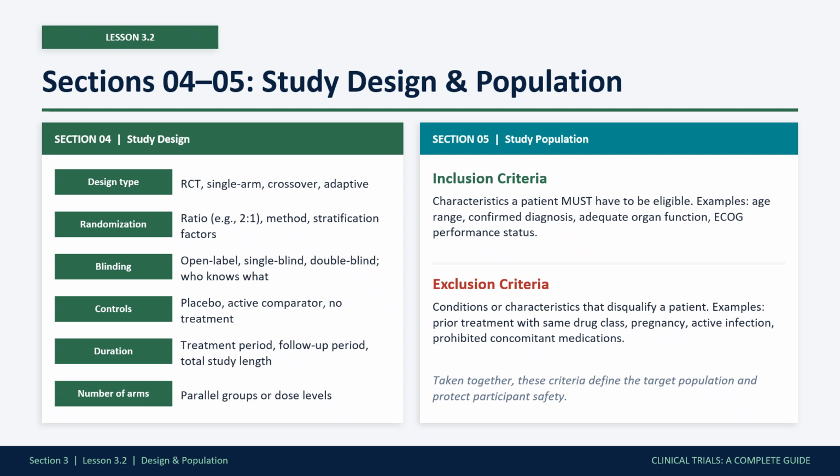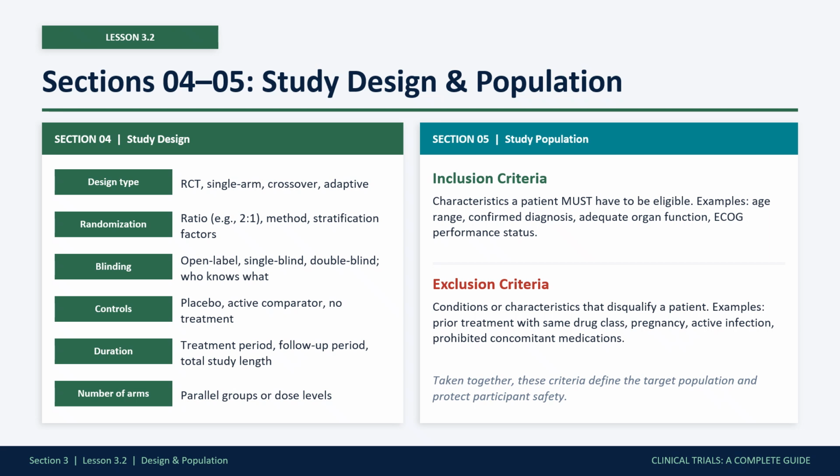Sections 4 and 5 define the architecture of the trial and who can participate. Section 4, Study Design, covers the fundamental structural choices. Is this a randomized controlled trial or a single-arm study? What's the randomization ratio? 1-to-1? 2-to-1? What are the stratification factors?